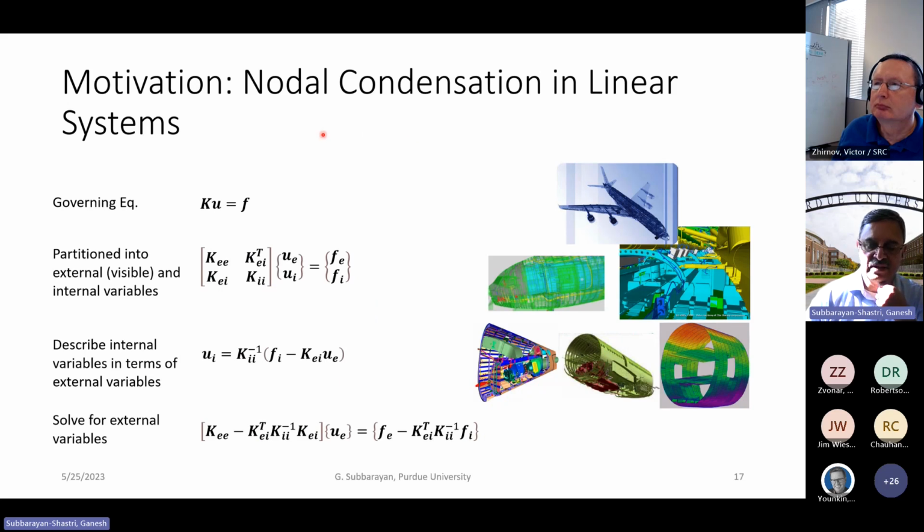There is an idea in analysis in computational mechanics called nodal condensation, and this only works in linear systems.